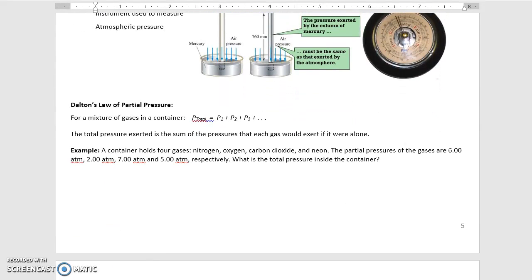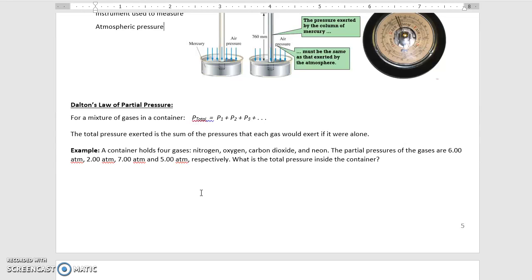All right, so the first thing here, we're going to get into a little bit of calculations. So Dalton's law of partial pressure, we talked about pressure a lot. This is a law that relates how the different pressures of different gases within the same container are related. So for a mixture of gases in the container, the total pressure is going to be the pressure of gas 1 plus the pressure of gas 2 plus the pressure of gas 3 and so forth. So it's the sum of the pressures that each gas would exert if it were alone. So looking at this example here, it says the container holds 4 gases, nitrogen, oxygen, carbon dioxide, and neon. The partial pressures of the gases are 6 atmospheres, 2 atmospheres, 7 atmospheres, and 5 atmospheres, and then you want to know the total pressure.